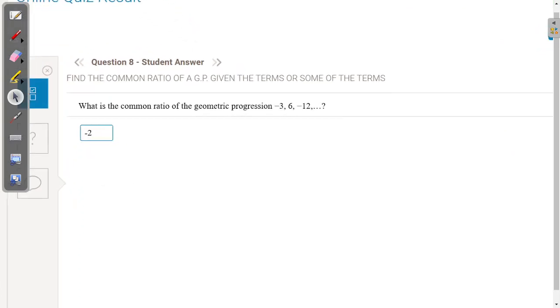What's the common ratio of the geometric progression? Common ratio is just a number divided by the number before it. So 6 divided by negative 3, it's negative 2.